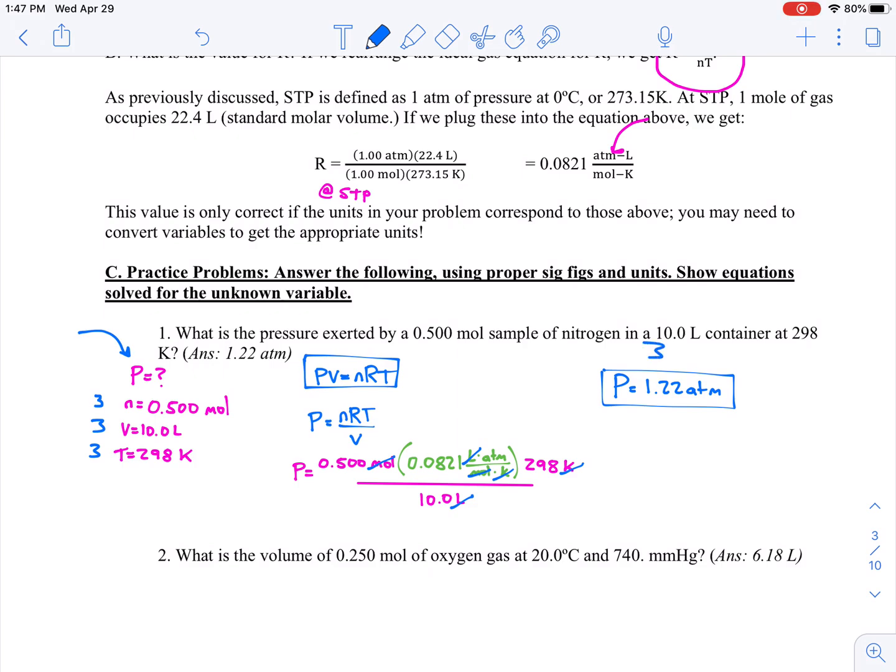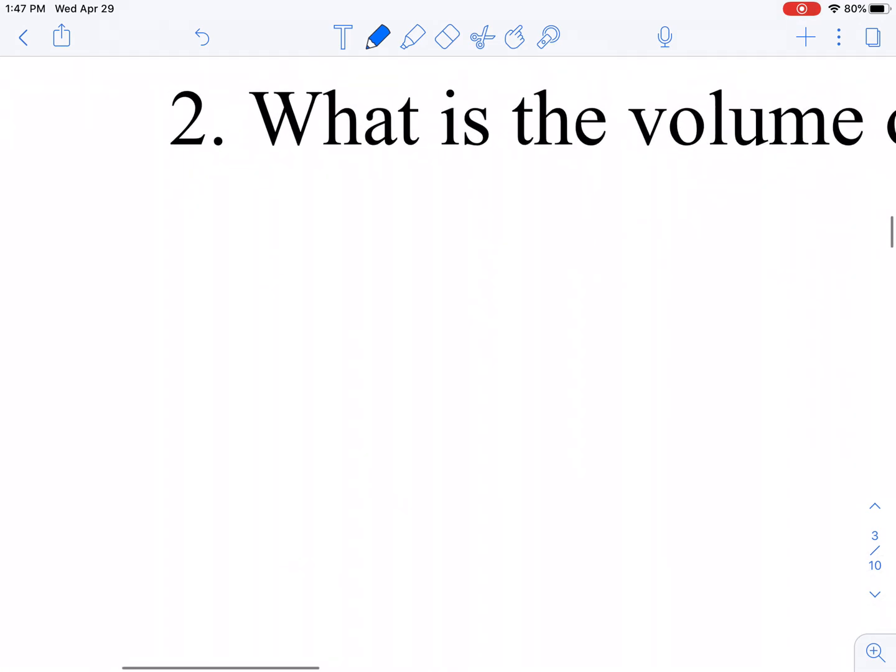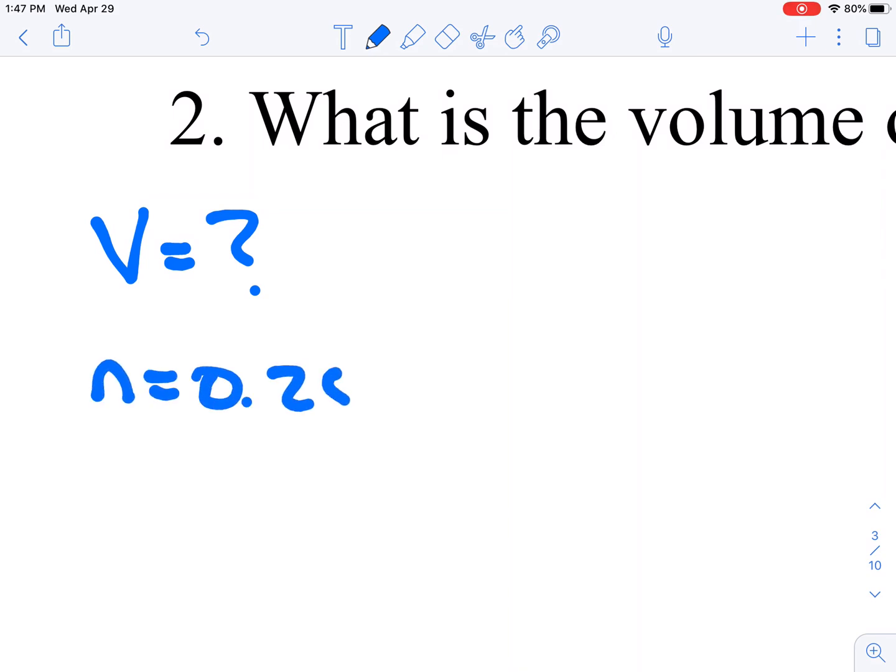All right, let's try another. Define your variables first. In number 2, it says, what is the volume? So our volume is now the unknown. What is the volume of 0.250 moles? So moles is N. Keep your sig figs, 0.250 moles. So 3 sig figs there.